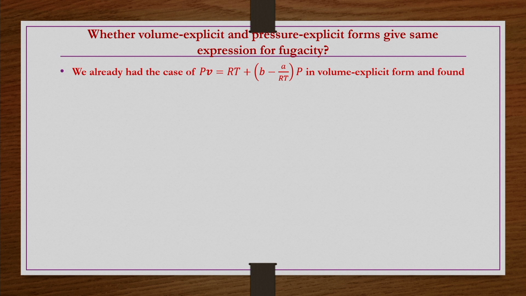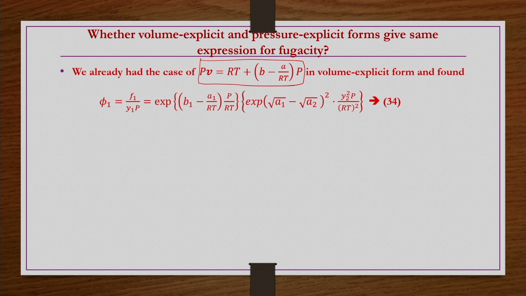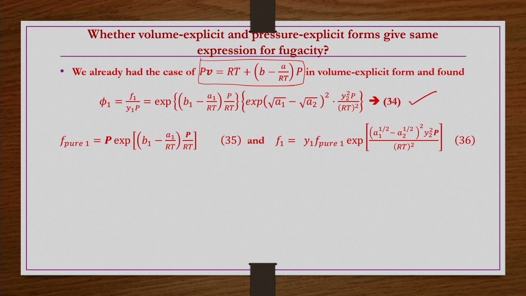So, already in one of the previous lectures we have taken the van der Waals equation in volume explicit form. The van der Waals expression is given by PV equals RT plus B minus A by RT P, right, and then we found phi 1, taking a binary mixture. So, phi 1 we found in equation 34 in lecture number 4, and for f pure 1 we found equation 35 in the same lecture number 4, right. From these two we derived f1 equals y1 f pure 1 exponential of square root of a1 minus square root of a2 whole square y2 square P by RT square.